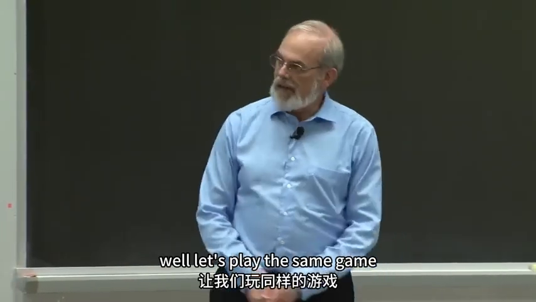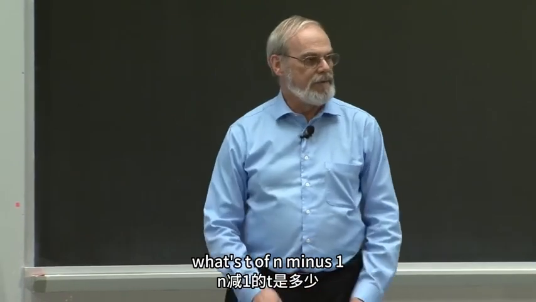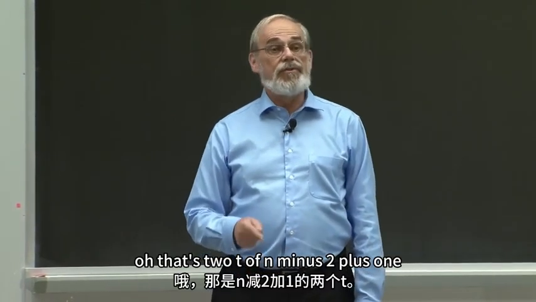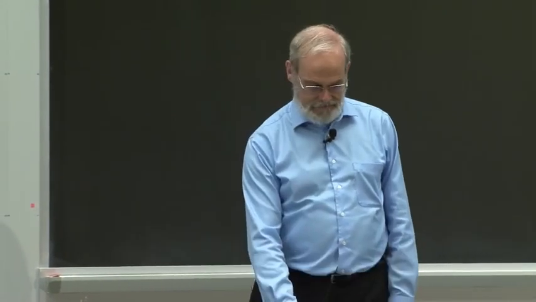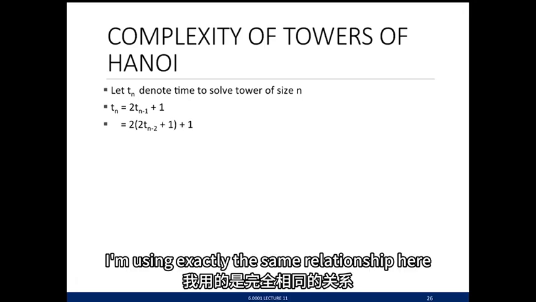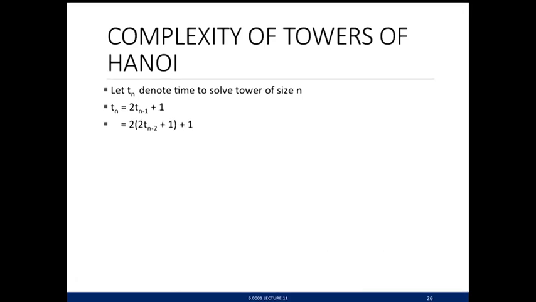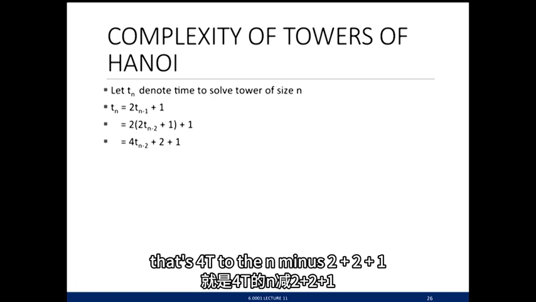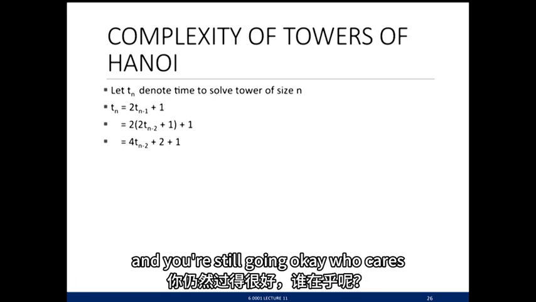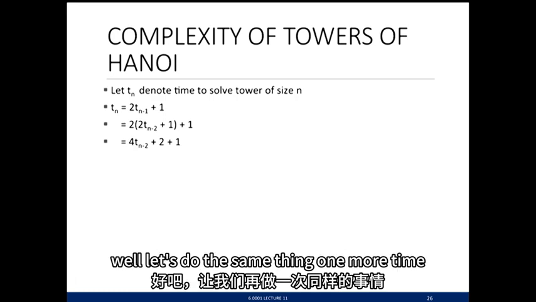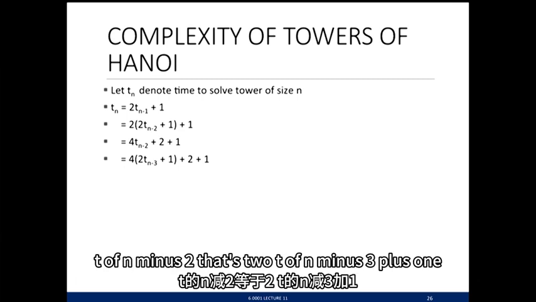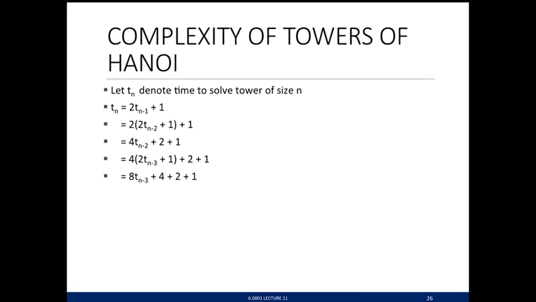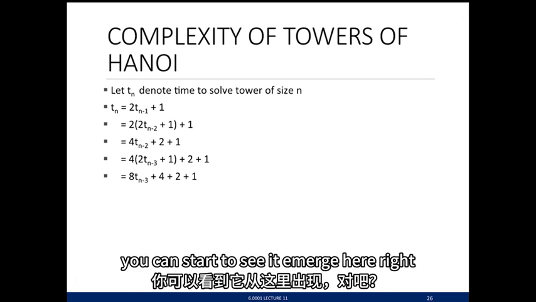Well, let's play the same game. What's t of n minus 1? That's 2t of n minus 2 plus 1. I'm just substituting in, using exactly the same relationship here. All right, let's do a little math on that. That's 4t of n minus 2 plus 2 plus 1. And you're still going, okay, who cares? Well, let's do the same thing one more time. T of n minus 2, that's 2t of n minus 3 plus 1. See the pattern? You can start to see it emerge here.